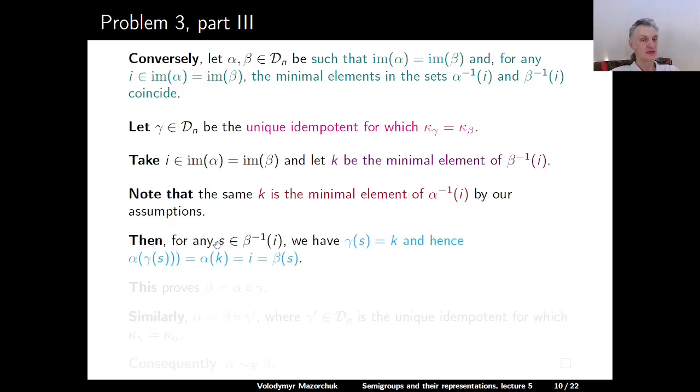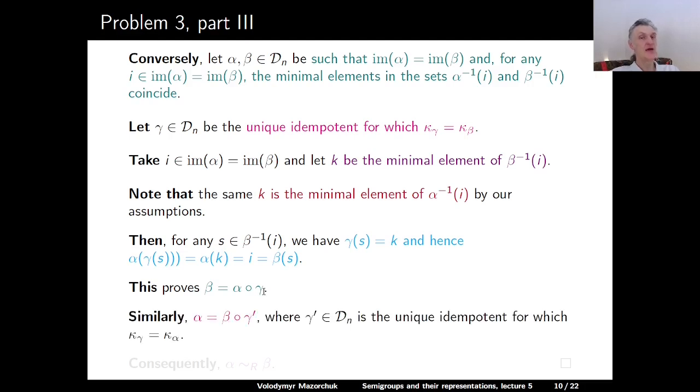Then, for any element s in the preimage of I under beta, we have gamma of s is equal to k by the definition of gamma, and hence alpha after gamma of s is equal to alpha of k, which is equal to I, and this is equal to beta of s. And this proves that beta is equal to alpha after gamma. Similarly, if we swap the roles of alpha and beta, we can construct gamma prime, which is the unique idempotent whose kernel is the kernel of alpha, and have that alpha is equal to beta after gamma prime.